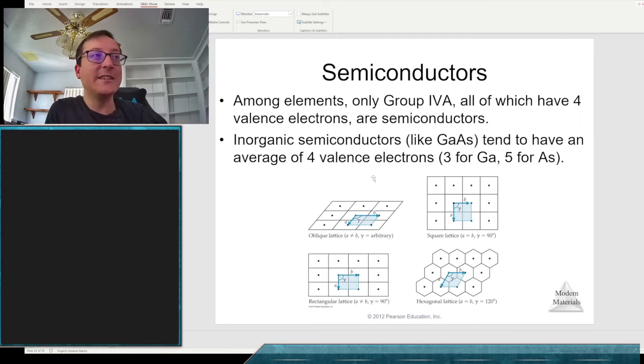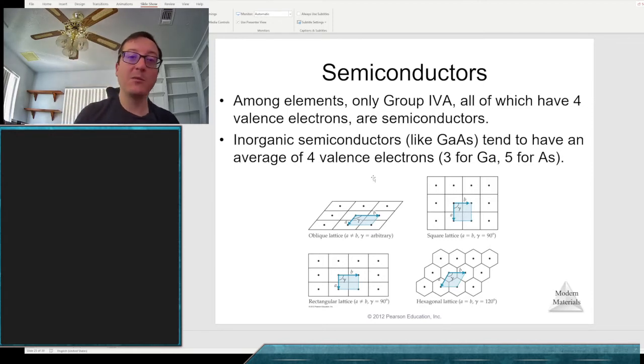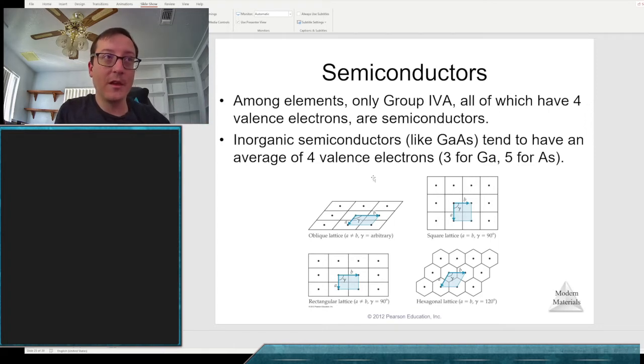And so these things tend to have 4 valence electrons. That's kind of the magic number for semiconductors, though we see that sometimes we put things with 3 and 5 together to get an average of 4. So gallium arsenide is a common semiconductor material. And we're going to see that that band gap is very useful for us because that's going to have a restriction on when things can flow.